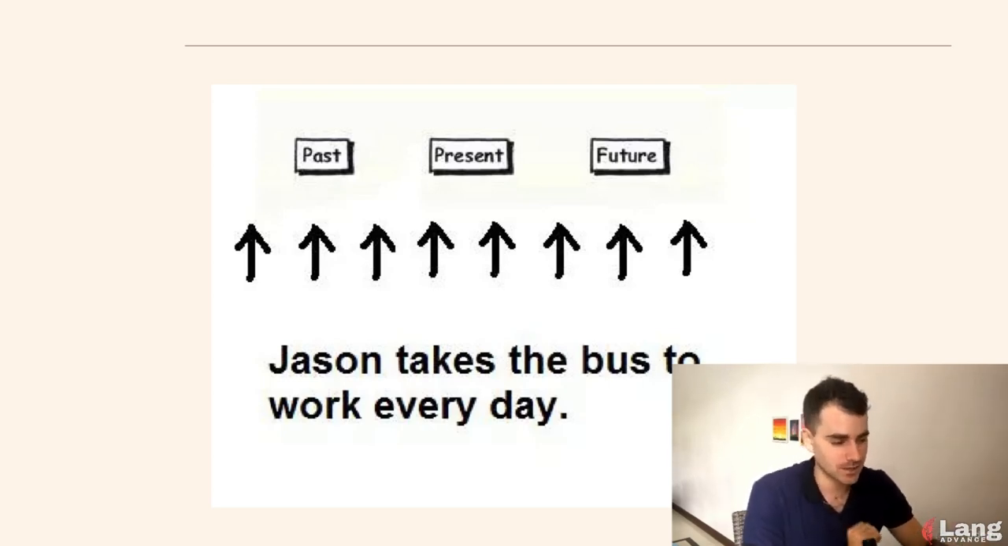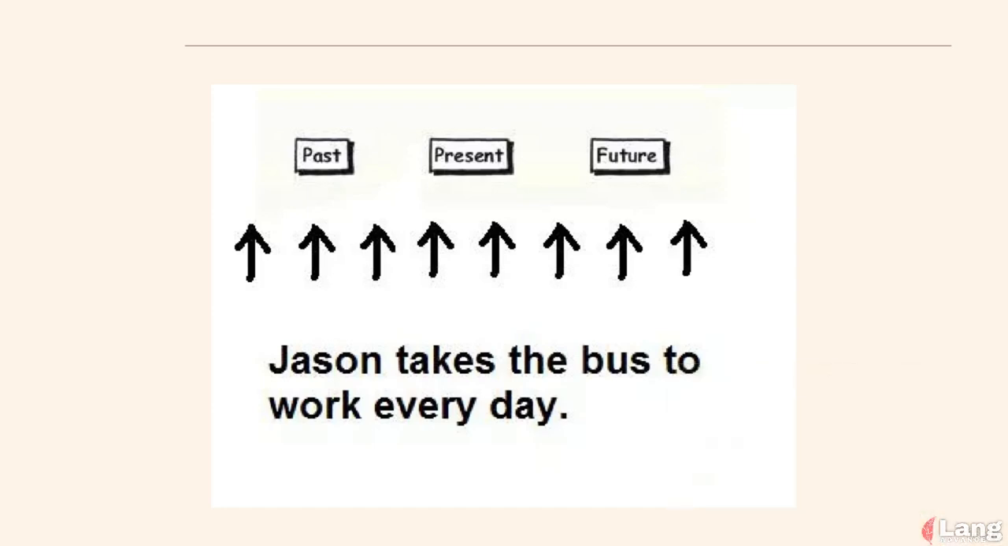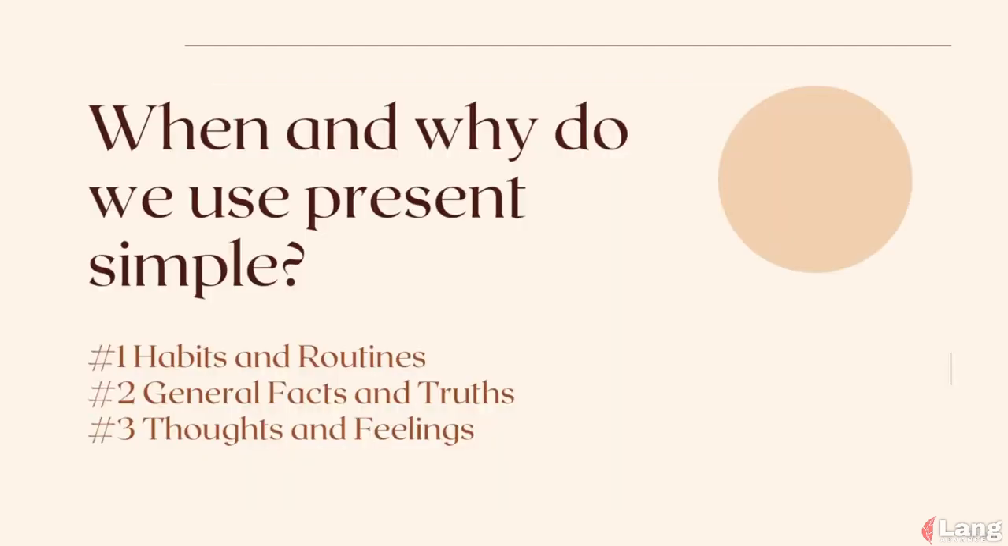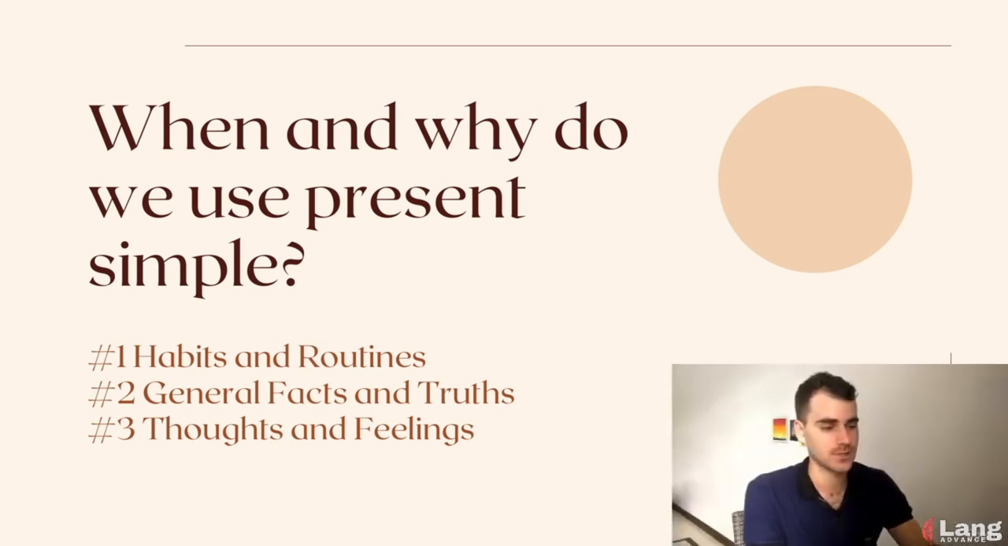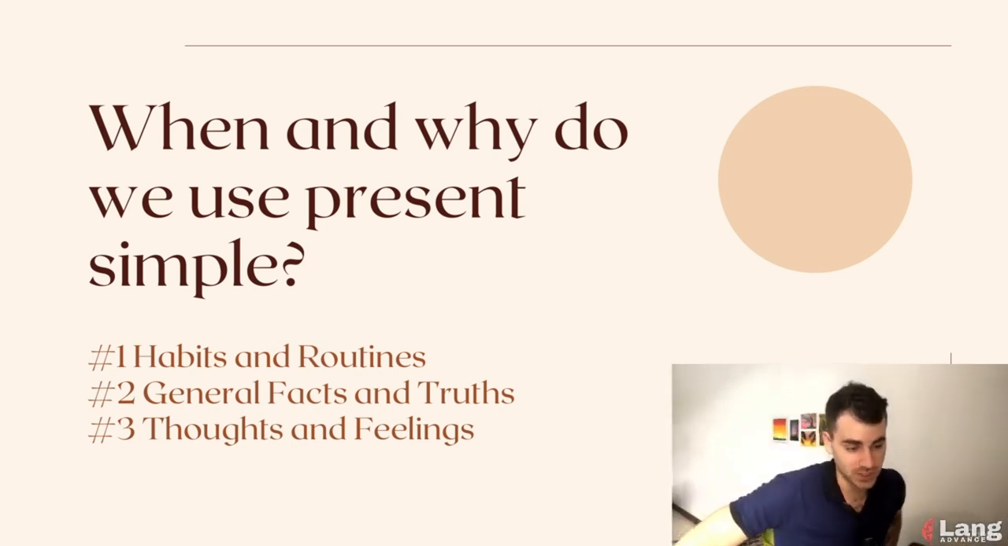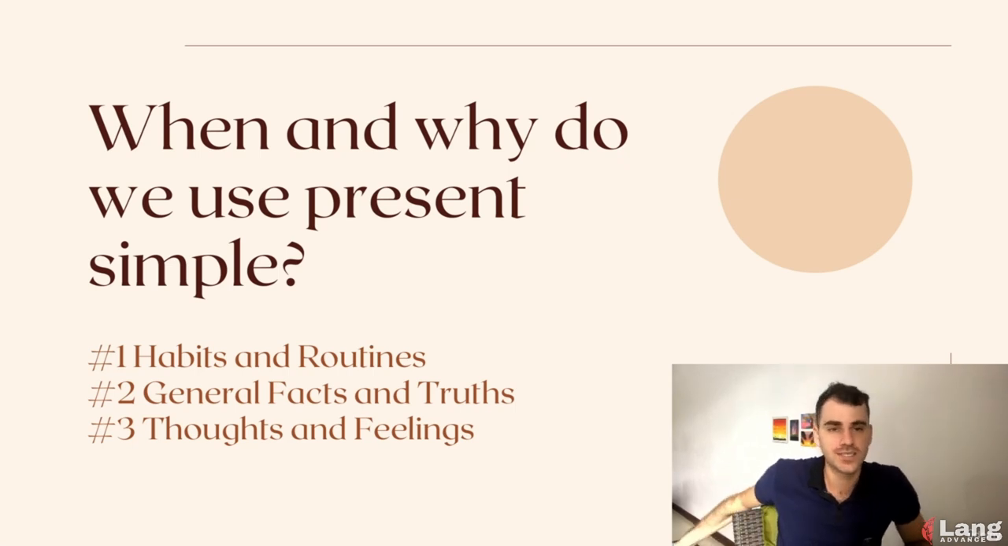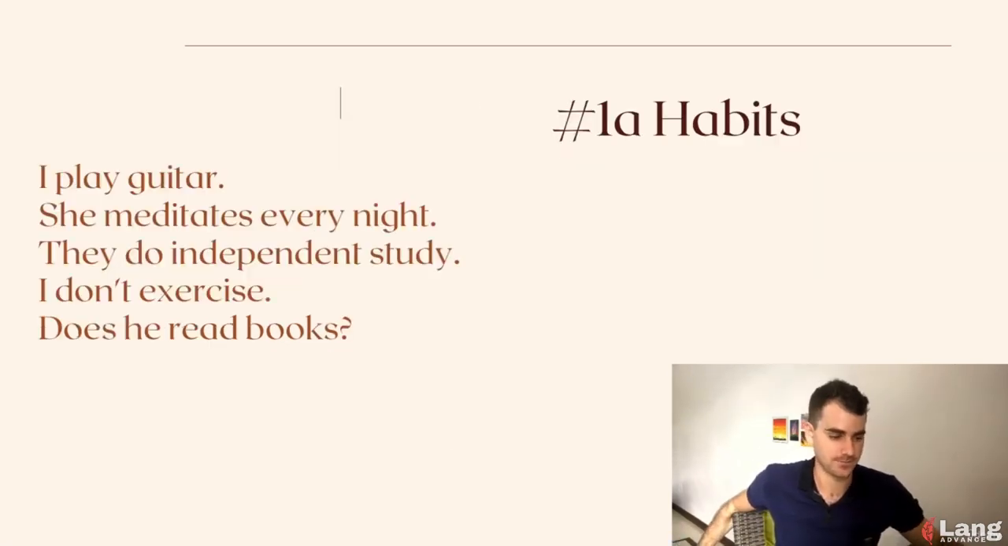Now, this image here is pretty helpful because it shows how the present simple can be used to express an action that happens regularly. Could be now or the past or the future, or all of these times together. But we're going to look in more detail. When and why do we use present simple? The first reason is for habits and routines. The second is for general facts and truths. And the third is for thoughts and feelings. Let's look at each one in depth.